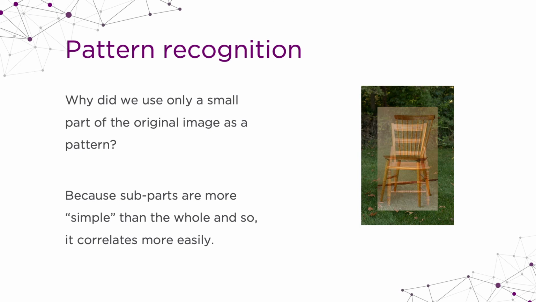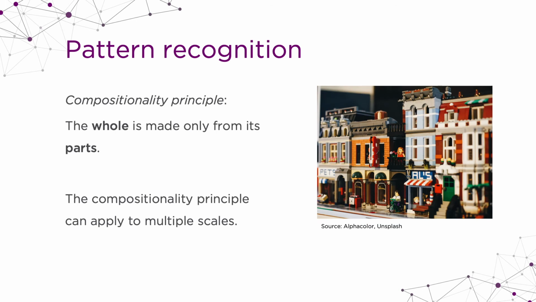It correlates more easily. So this is one of the most important ideas in deep learning. This is the compositionality principle. The whole complexity of a chair is made only from its parts, from tiny parts that we combine together to create a complex object.